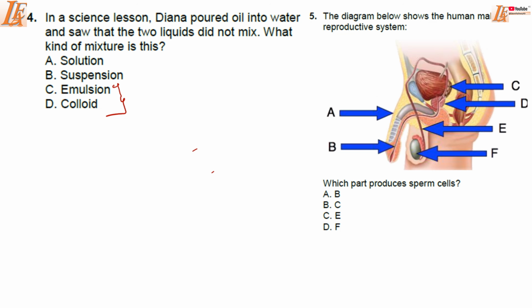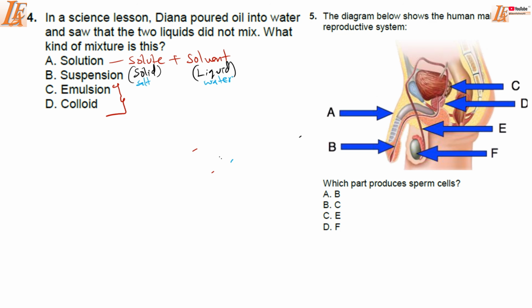Now, a solution is a substance which is formed when a solute is mixed with a solvent. Now, what is a solute and what is a solvent? A solute is a solid substance which can dissolve in a solvent, and in this case a good example is salt. Then a solvent is a liquid substance in which a solute can dissolve in, and a good example in this case is water. Therefore, for you to form a solution, you must have a solid, which is a solute, and a liquid, which is a solvent.